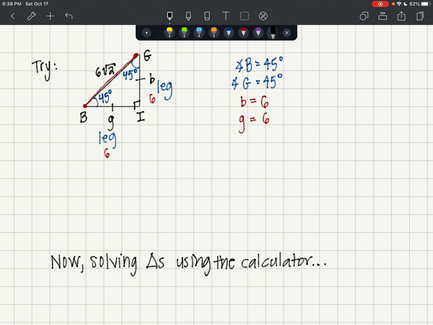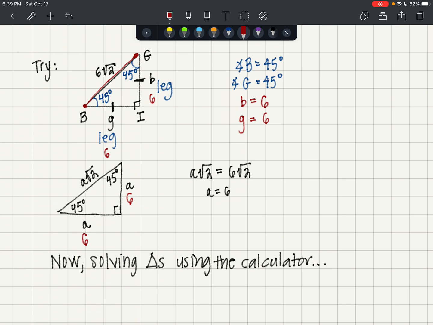Now, how do we know that? Because in a 45 degree triangle, the legs are congruent. That's what these tick marks mean. And then the hypotenuse is the leg times the square root of 2. So the leg times the square root of 2 equaling 6 times the square root of 2 means that A equals 6. Therefore, that's how we got this leg equaling 6 and this leg equaling 6.